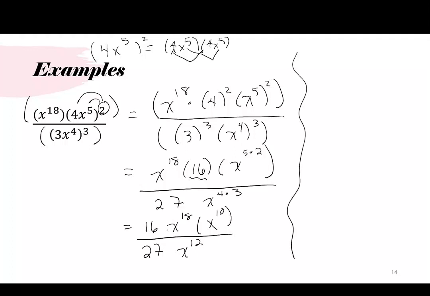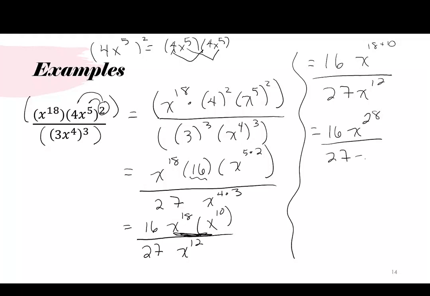Now I can look at this numerator where I have the product rule still. So I have 16, I have x to the 18th plus 10, I'm doing the product rule. On the bottom, I still have 27x to the 12th. So this is 16x to the 28th, 18 plus 10. I have 27x to the 12th. Now the 16 and 27, they don't have anything in common. No common factors, so I'm not really worried about them. I'm just going to write 16 over 27 and leave the number part alone.